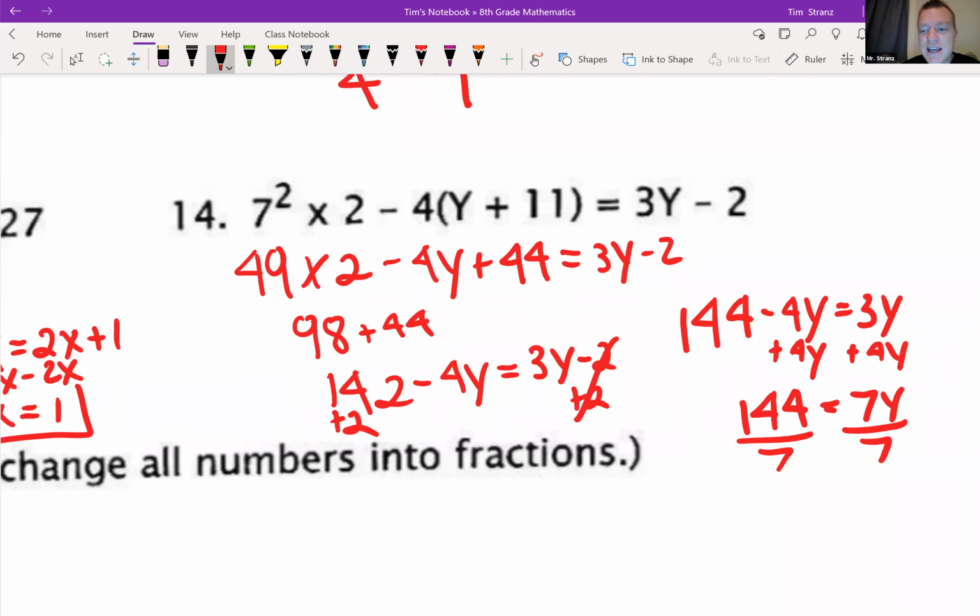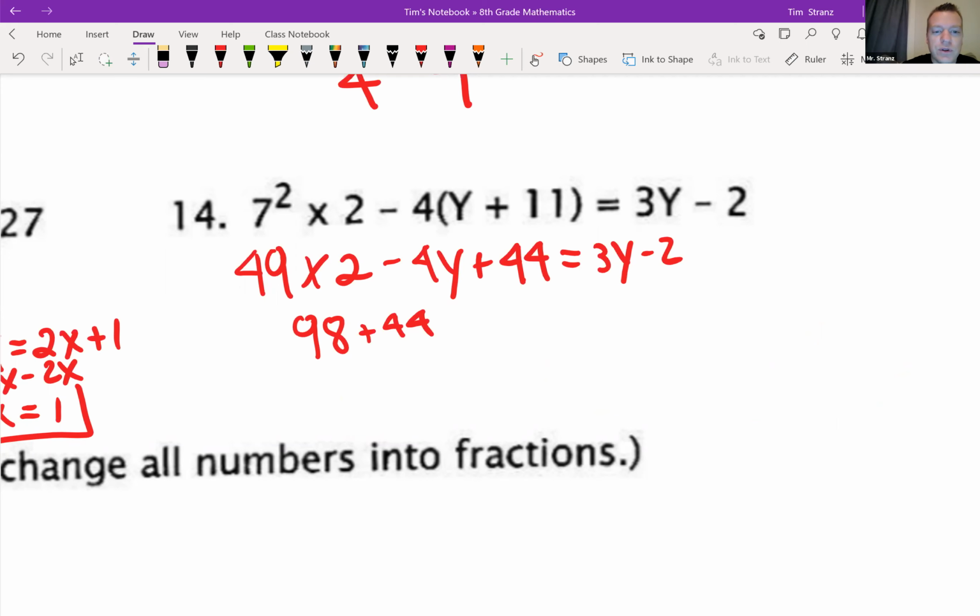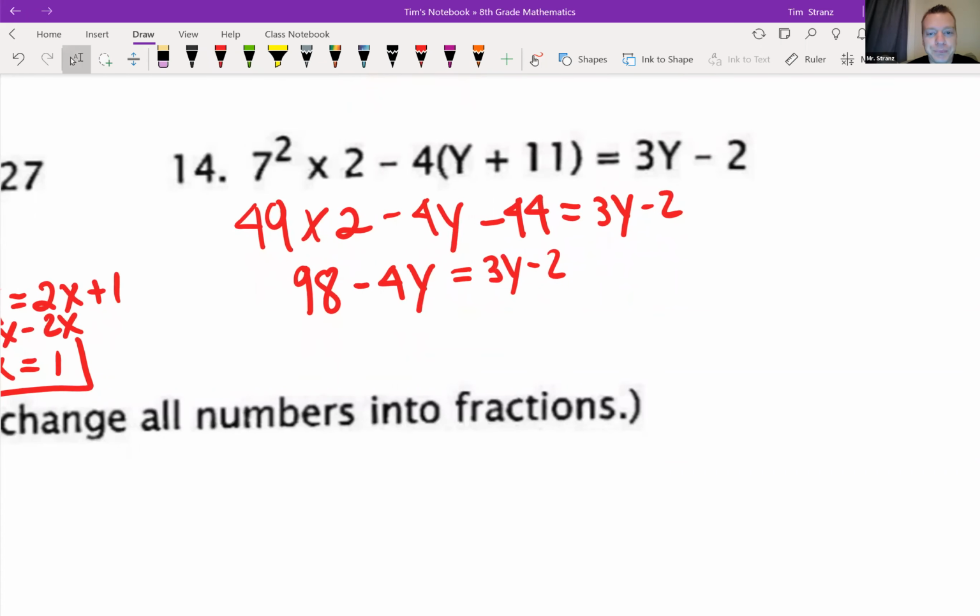Holy moly, and I know exactly where it's at. I apologize, people. I really do apologize. I will show you exactly where it's at. I should have had you guess where my mistake was. 98 minus 4y, this is supposed to be a negative 44. Negative times a positive, negative. Sorry, I knew that was my mistake. Equals 3y minus 2. My goodness, I'm sorry. I'm going to get bad ratings on this video.